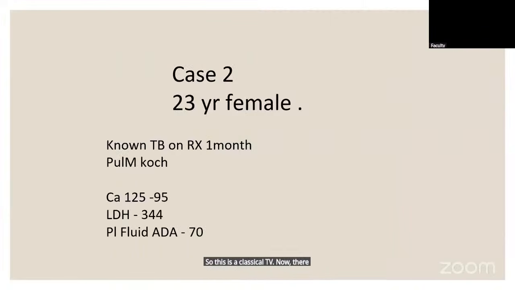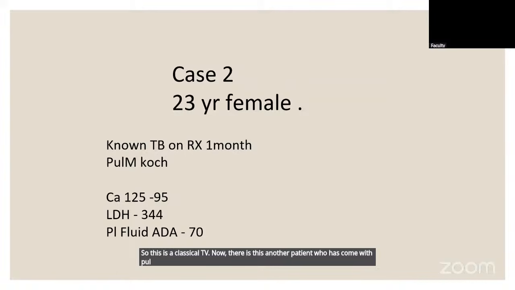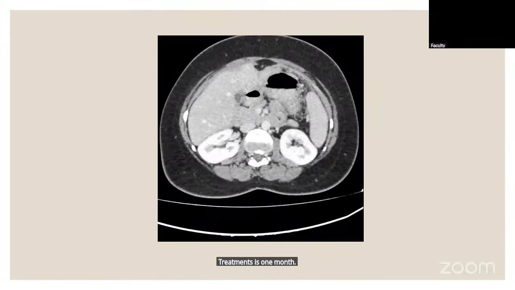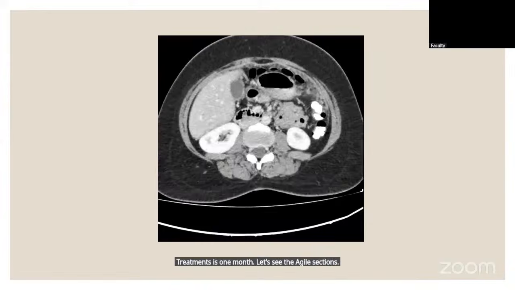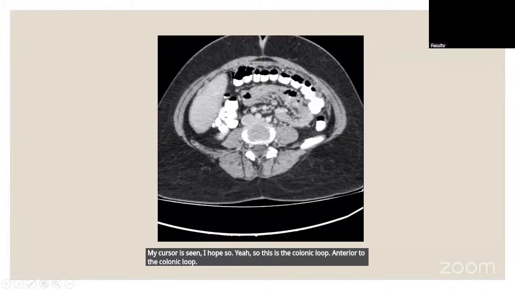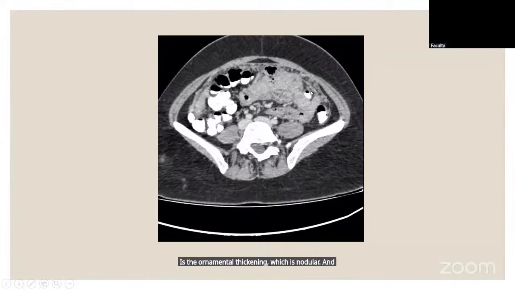Now, there is another patient who has come with pulmonary TB contact and has been on TB treatment for 1 month. Let's see the axial sections. As we are scrolling through these axial sections, what are we seeing? My cursor is seen, I hope. Yeah. So this is the colonic loop. Anterior to the colonic loop is omental thickening, which is nodular and in a cake-like pattern.